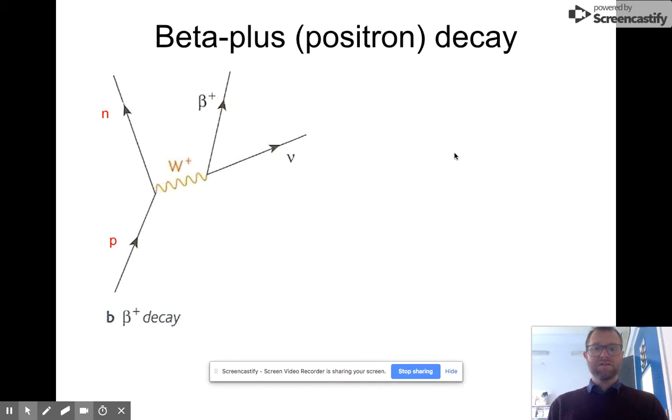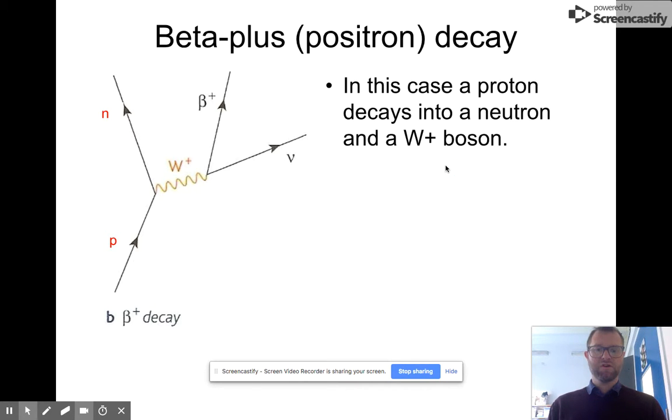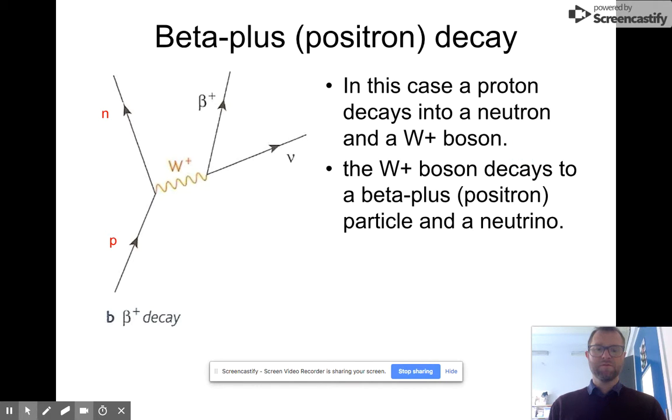So beta+, this is positron decay, and this time we have a proton changing to a neutron, and in this case again we have the same consideration of charge. So a proton decays into a neutron. The W+ boson is produced in this situation. The W+ boson decays into a beta+ positron and a neutrino. Again, the neutrinos provide the explanation for the range of beta decay energies.